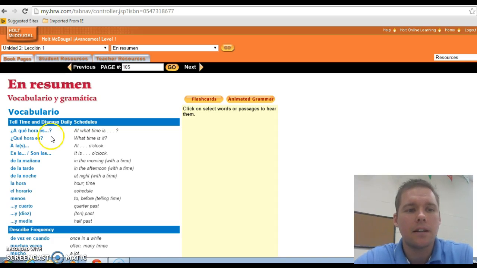You see that on the next term as well. That H right there is going to be silent. So it's ¿Qué hora es? ¿Qué hora es? What time is it? Or literally, what hour is it? You might have noticed that is a cognate.